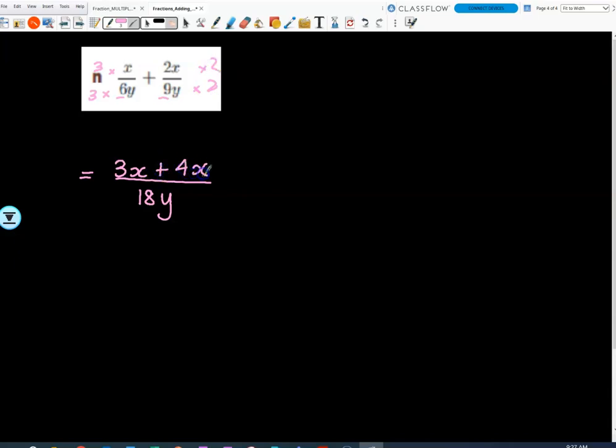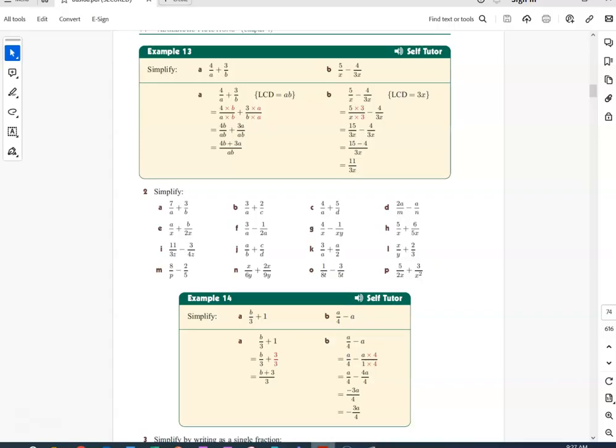Plus 4x, 7x, plus 18y. No common factors anywhere there. Done. Okay? So please, when you're looking at some of these, if you go, oh, honestly, it's insulting to me, go every second one.